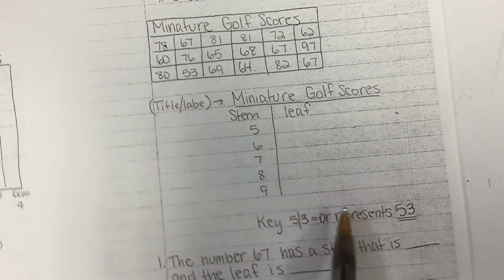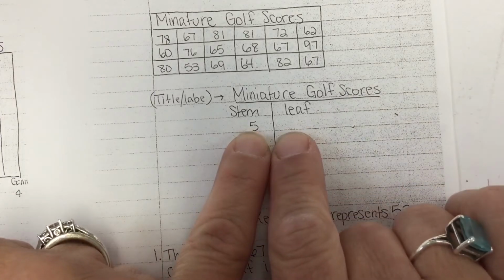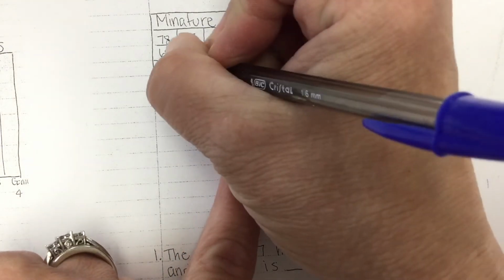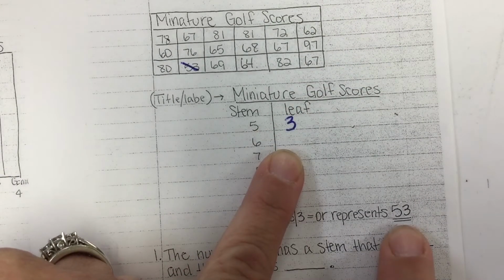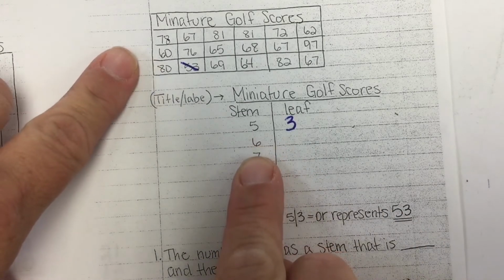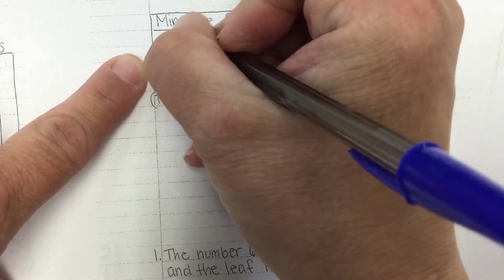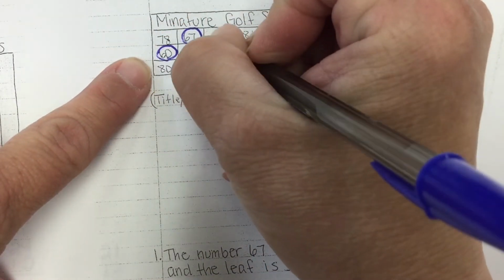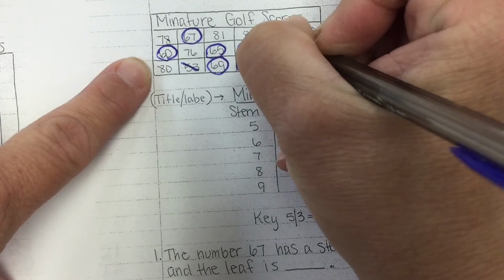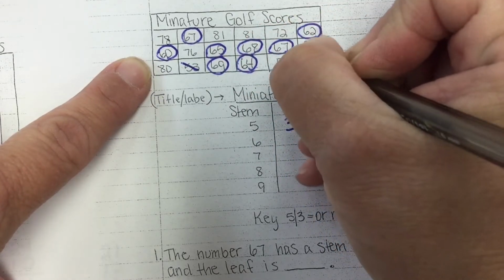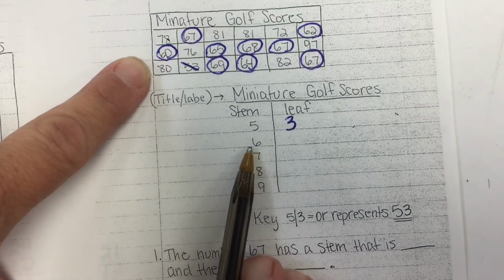All right, so let's fill it out. On this one, we have to stay in order based on whatever our stem is. So we're going to start with the stem of 5. I have a 53, and that's it. So I'm going to put 5 and 3. Represents 53. Now we're going to do our leaves for 6, but I have to mark all of them first. 60, 67, 65, 69, 64, 68, 67, 62, and 67. So I think that's all of them. Let's start with the 6. We already got the 6, so we're not going to place the 6.